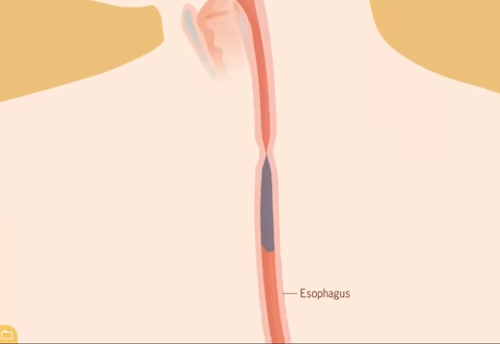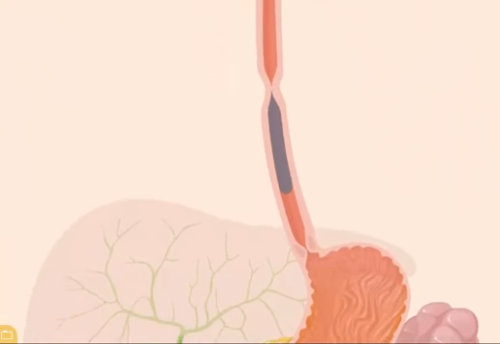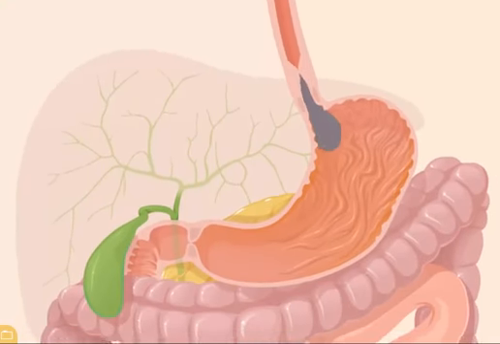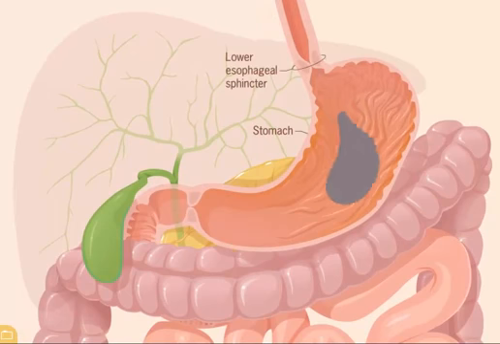Peristalsis, which is rhythmic contractions of the muscle layers, pushes the bolus down the esophagus. The bolus passes into the stomach through the lower esophageal sphincter. This sphincter normally remains closed, preventing reflux of the stomach contents.